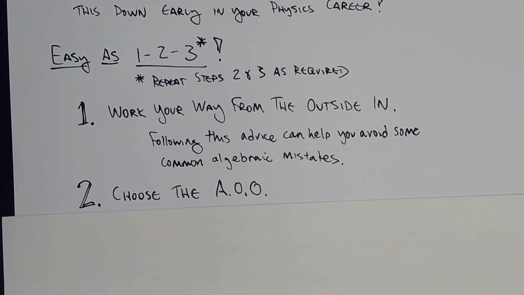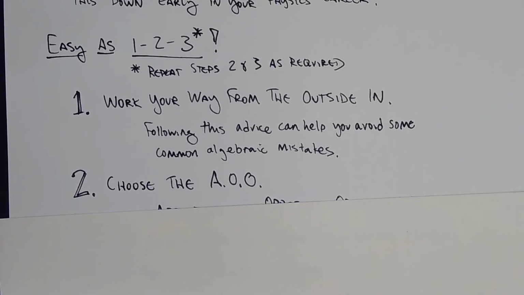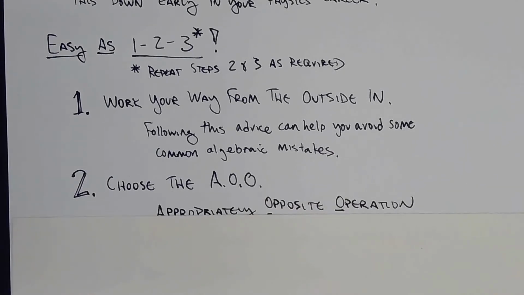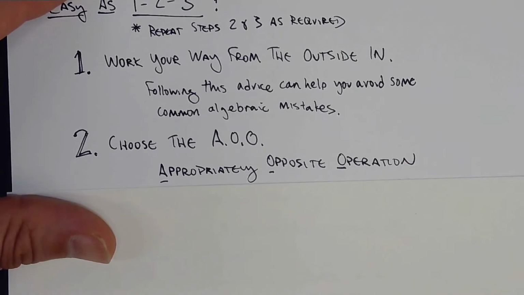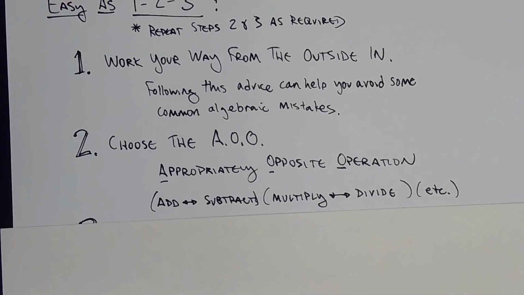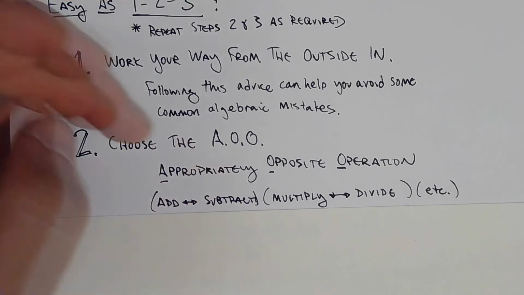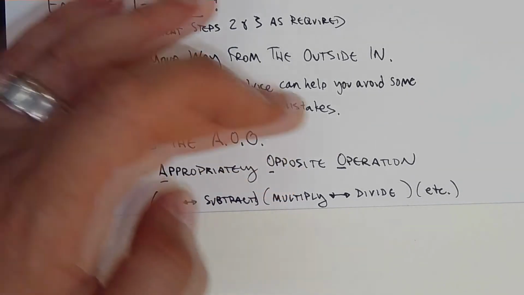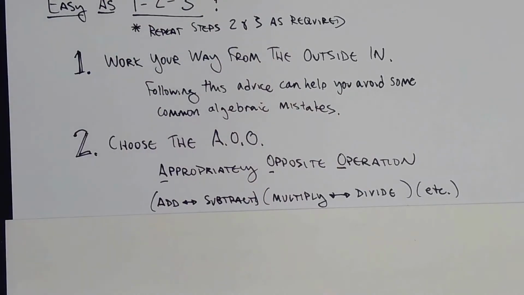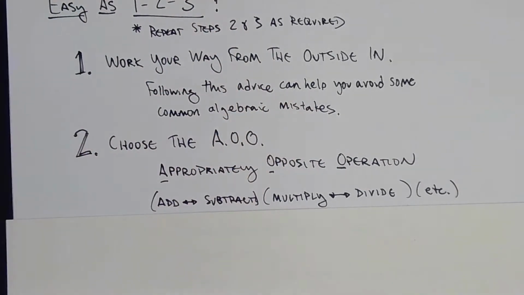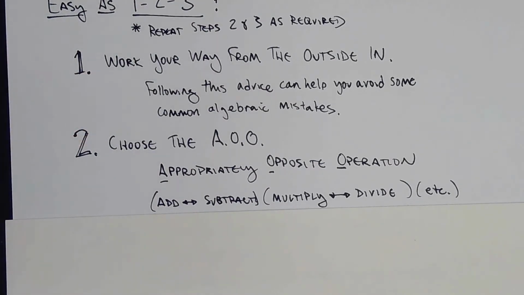Okay, step 2. As you're working your way from the outside in, I recommend that you choose the AOO. The AOO is the appropriately opposite operation. And I don't know if I need to say much more about this, but the idea is that if you've got an addition, you need a subtraction. If you've got multiplication, you need division. You need the opposite operation. You need to basically sort of unzip the problem. Button, unbutton. You've got to do the opposite thing in order to get it out of there. I'll show you what I mean by that as we go.